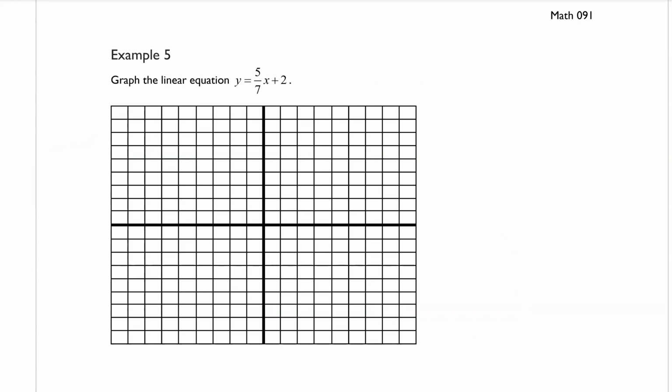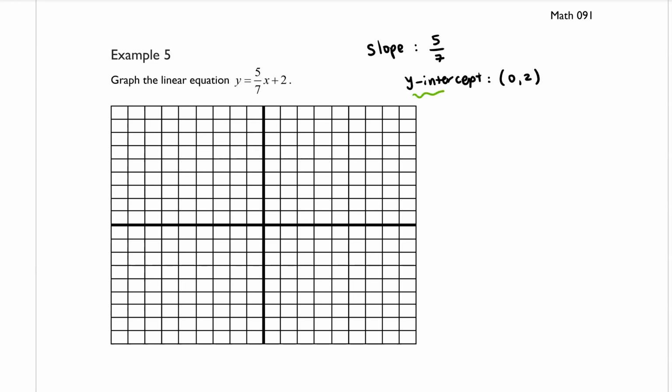Example 5 wants us to graph the linear equation y equals 5 over 7x plus 2. Notice that this is in slope-intercept form. So when you have a linear equation in slope-intercept form, it's often helpful to identify the following two things: the slope, which in this case is 5 over 7, and the y-intercept, which is 0, 2.